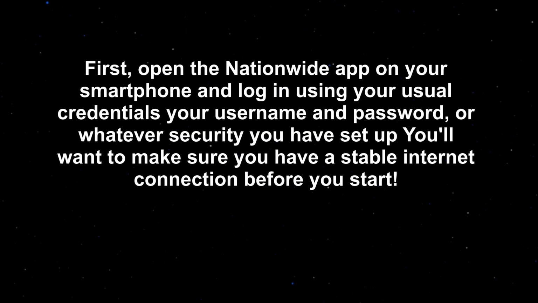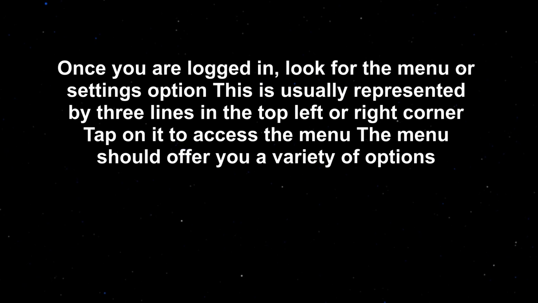or whatever security you have set up. You'll want to make sure you have a stable internet connection before you start. Once you are logged in, look for the menu or settings option. This is usually represented by 3 lines in the top left or right corner. Tap on it to access the menu.